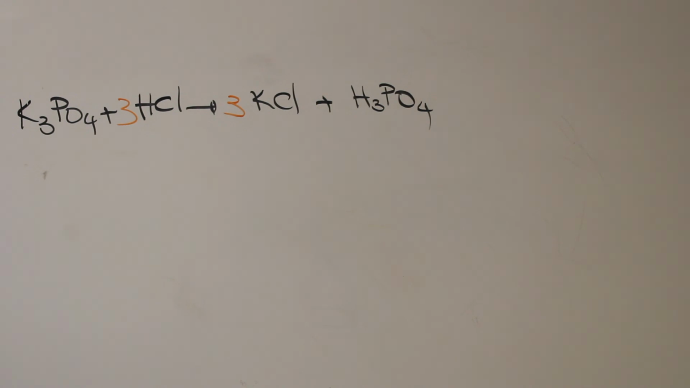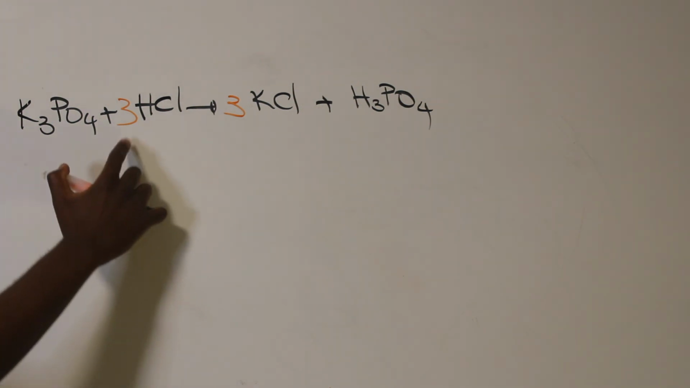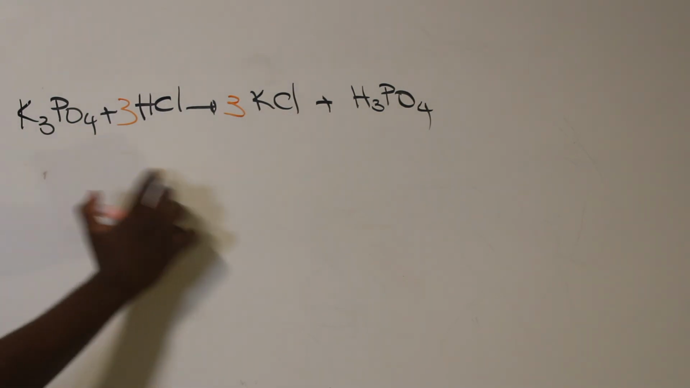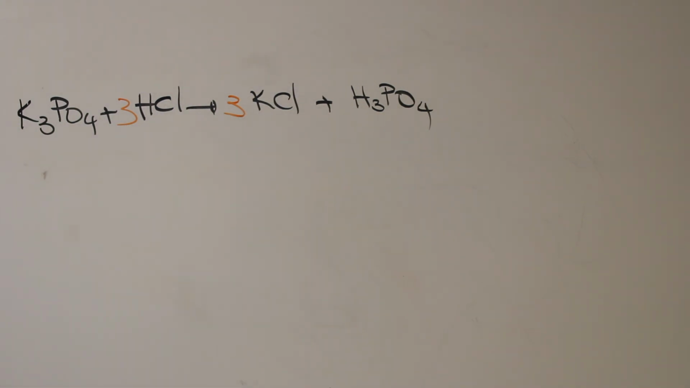So now let's see if our equation is balanced. So we have 3 potassiums, 3 potassiums. We have 3 hydrogens, we have 3 hydrogens. We have 4 oxygens, we have 4 oxygens. Our equation is balanced. So this is so far, guys, how you balance chemical equations fast.